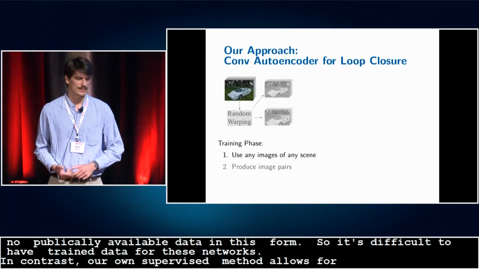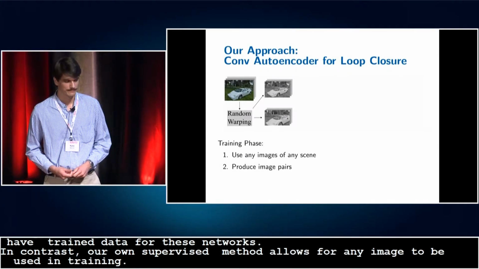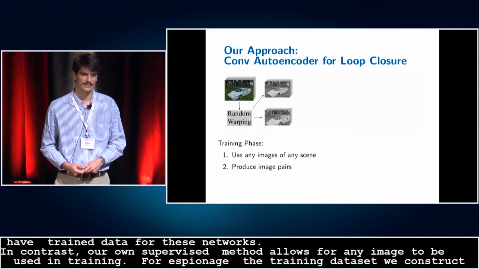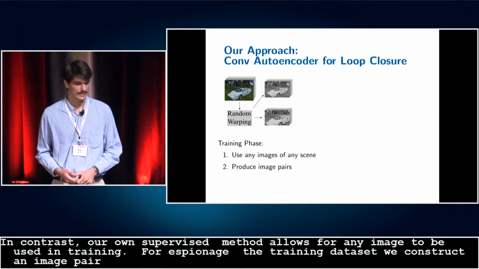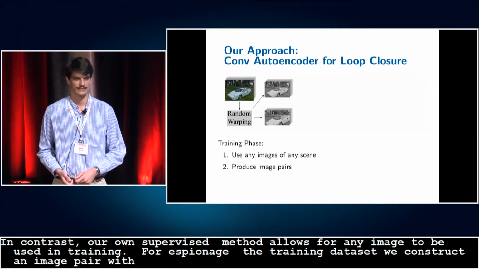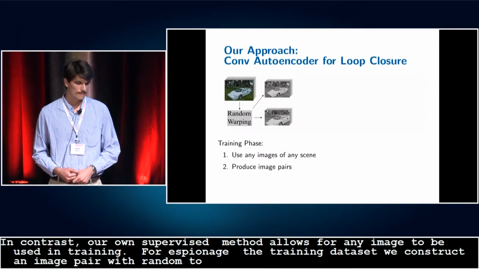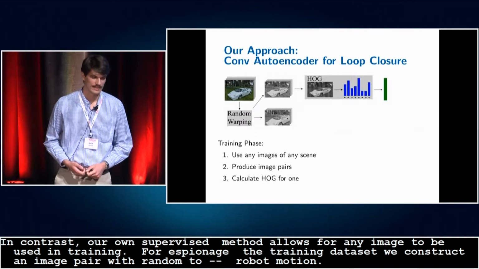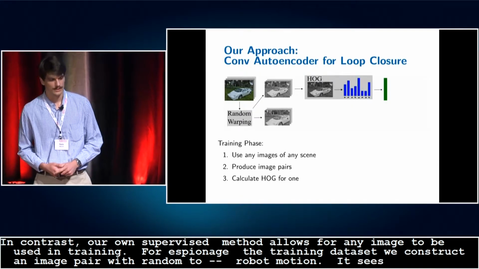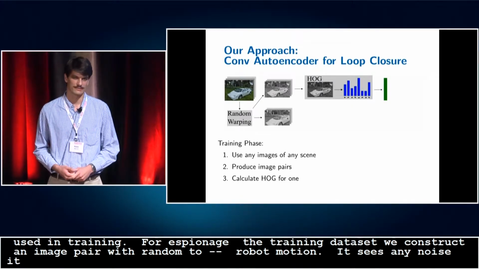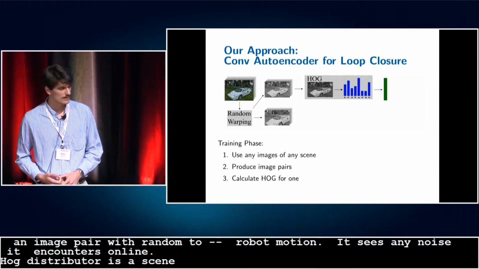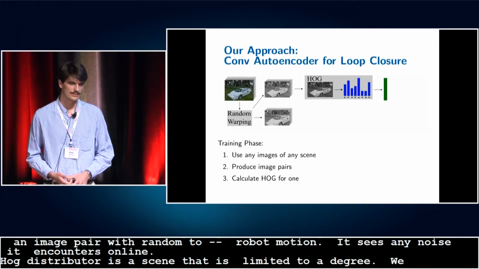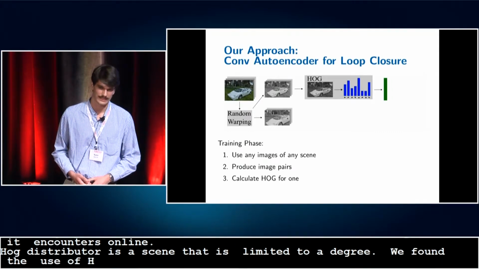For each image in the training data set, we construct an image pair, performing random projective transformations to emulate viewpoint changes due to robot motion. This way, the network sees the same type of noise that it will encounter online. One image from each pair gets transformed into a HOG descriptor. HOG provides a good geometric representation of a scene that is also invariant to illumination to a degree. We found the use of HOG to be superior to purely using images or other various image description techniques in training.